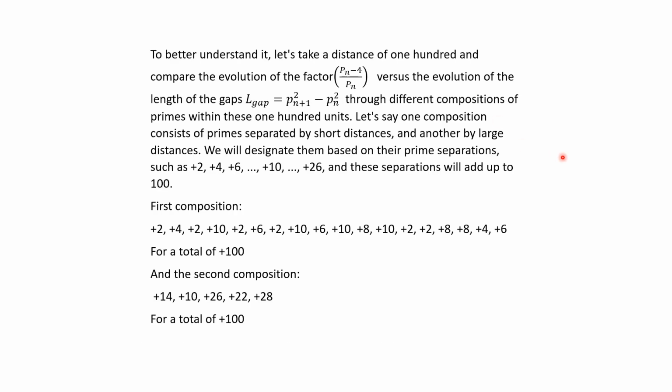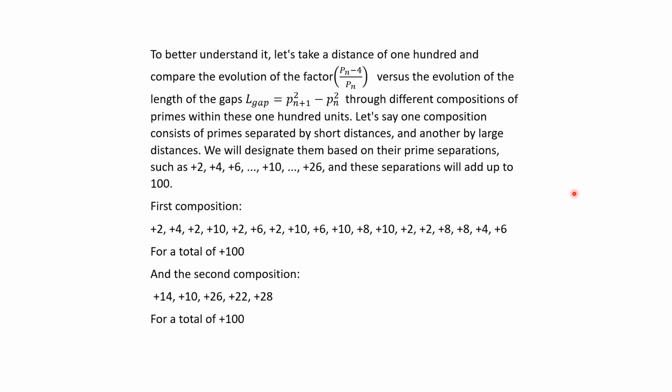To better understand it, let's take a distance of 100 and compare the evolution of the factor Pm minus 4 over Pm versus the evolution of the length of the gaps through different compositions of primes within these 100 units. Let's say one composition consists of primes separated by short distances and another by large distances. We will designate them based on their prime separations, such as +2, +4, +6, +10, +26. And these separations will add up to 100.